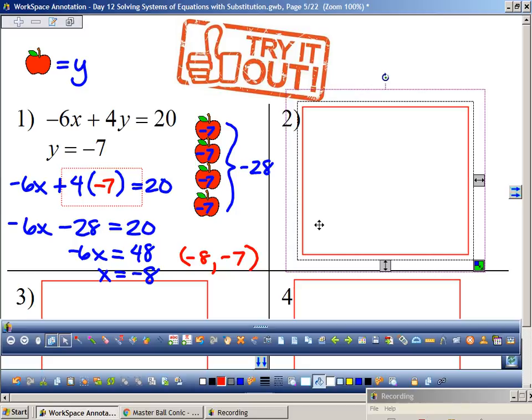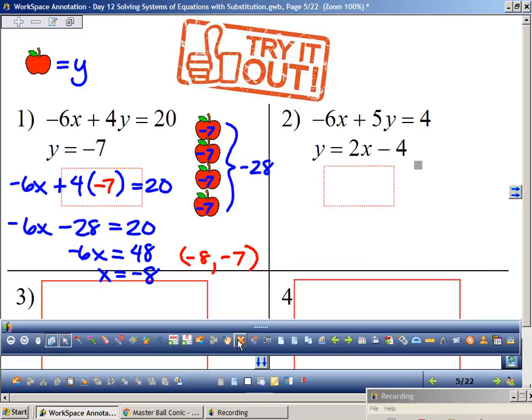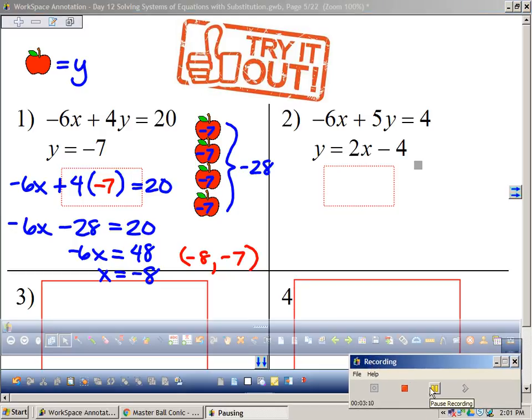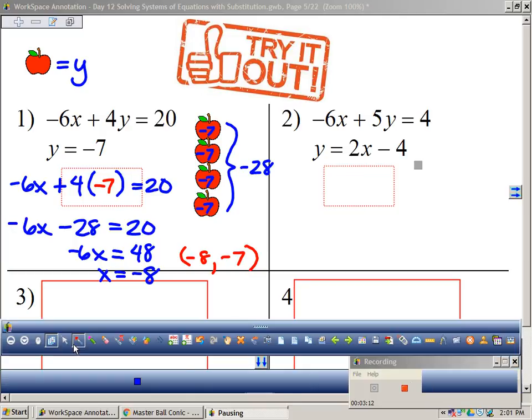You guys think you could do this one? Try that one. Solve for x on your whiteboards or on your desk. I'm going to walk around. So can you solve for x? All right, follow along with me.